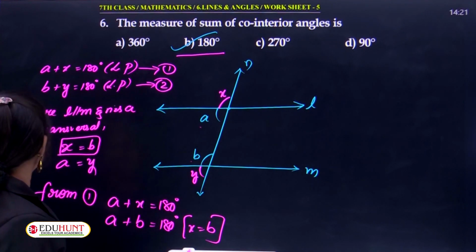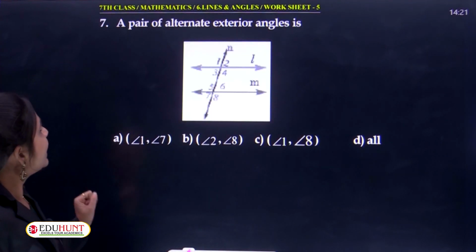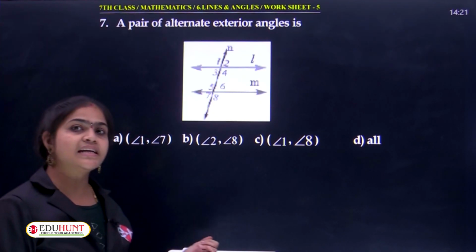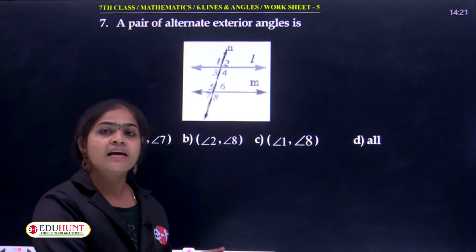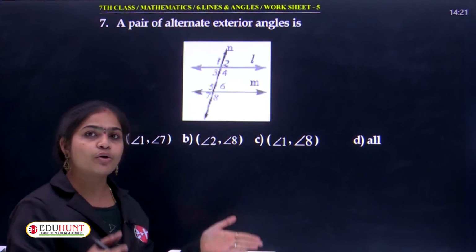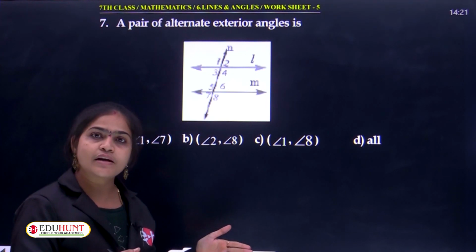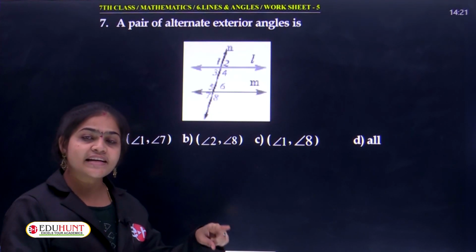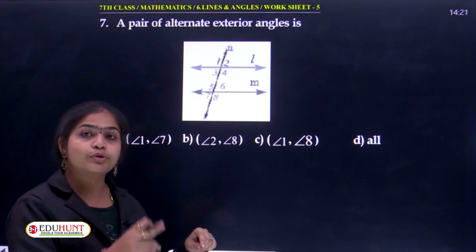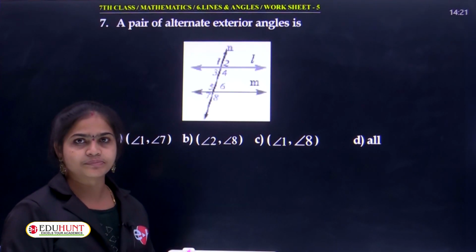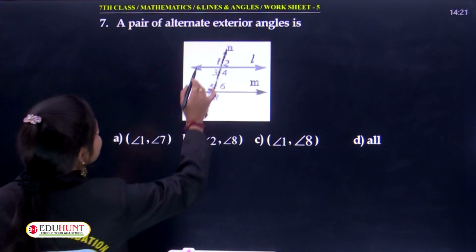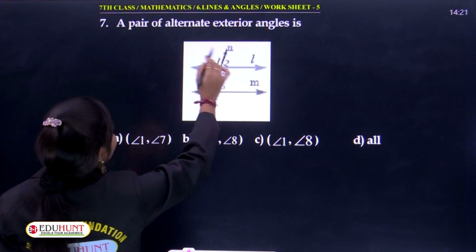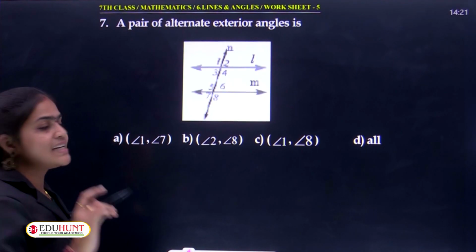Next one. A pair of alternate exterior angles. What is the definition of alternate exterior angles? The angles which lie outside of the parallel lines, and in the same way, the angles which lie on both sides of the transversal line. See here, both sides of the transversal line. Those two angles are exterior angles.